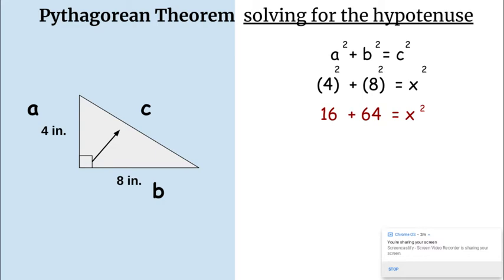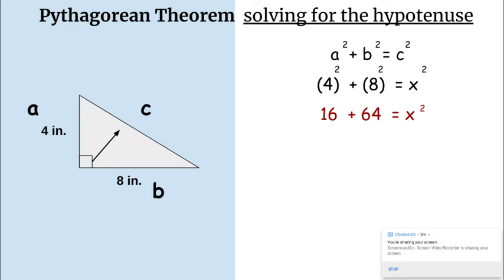Okay, our next step is to solve what we know. So we're going to take our 4 and our calculator, and we're going to square that. Then we're going to take our 8 and our calculator, and we're going to square that, rewriting our answers underneath. So 4 squared becomes 16. We're going to bring down our plus sign, and 8 squared becomes 64. We'll bring down our equal sign, and we'll also bring down our x squared.